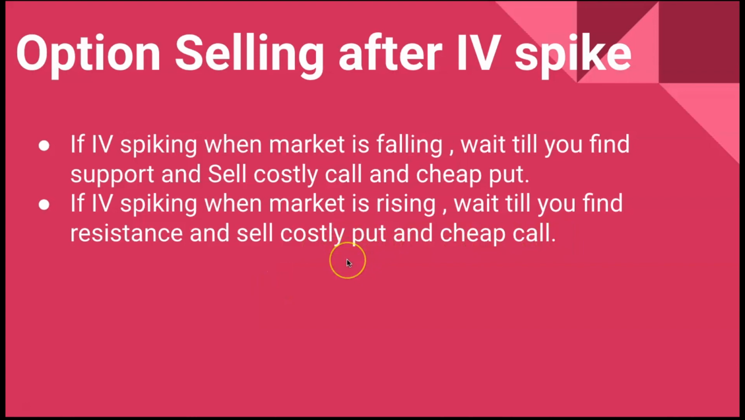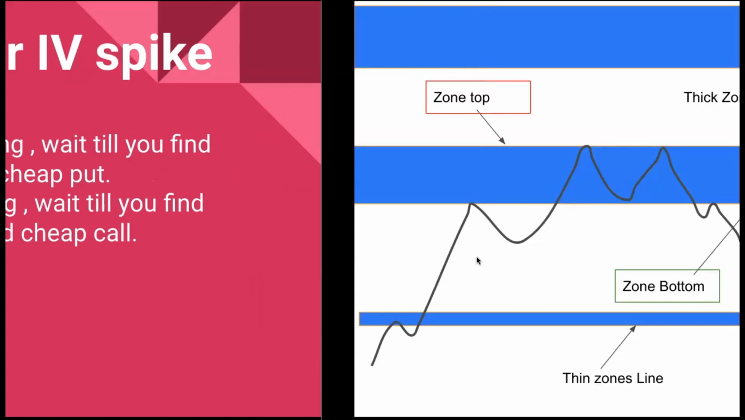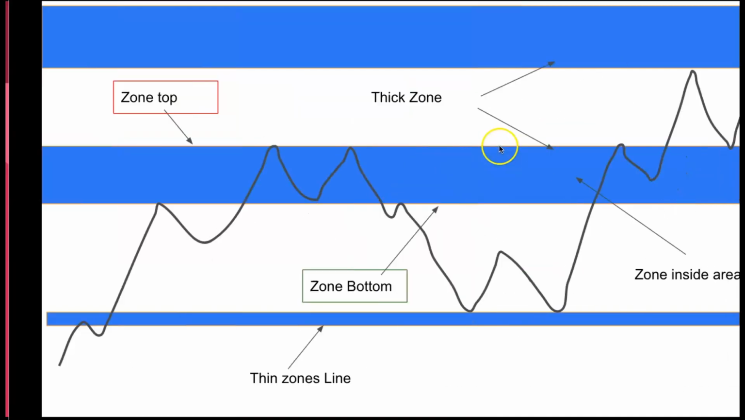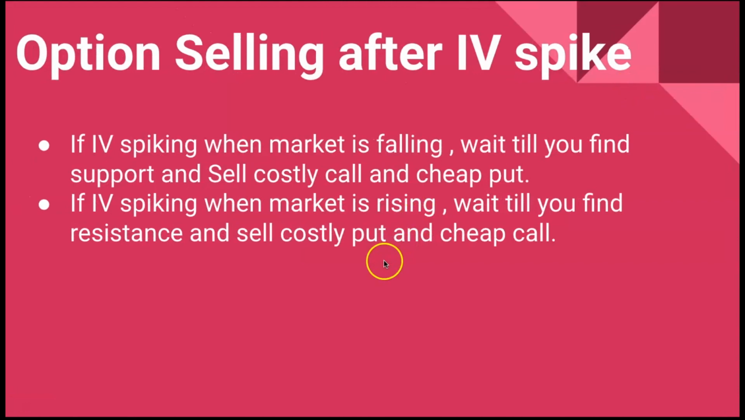For example, a 300 rupees put option and a 250 rupees call. So even though the market goes up, the costlier put will save your profit. And when the market is reversing or getting flat, both the call option and put option will give good theta decay. So this strategy is my favorite strategy. I actually wait for the IV spike to happen and then I enter this strategy.